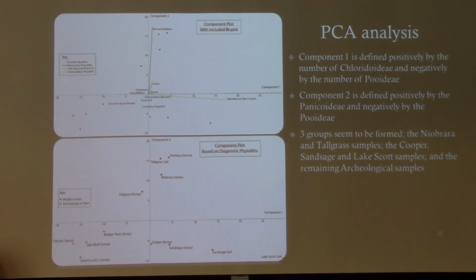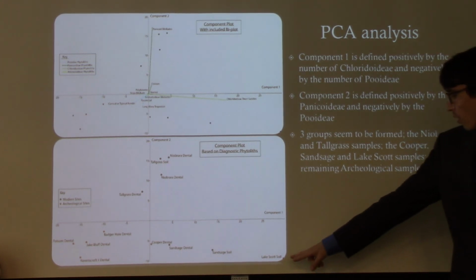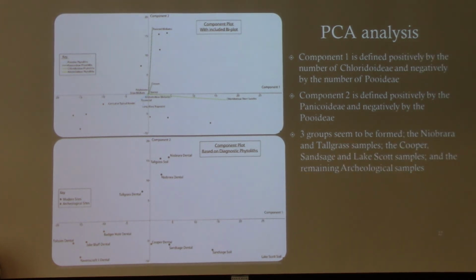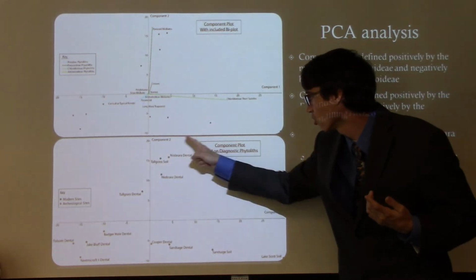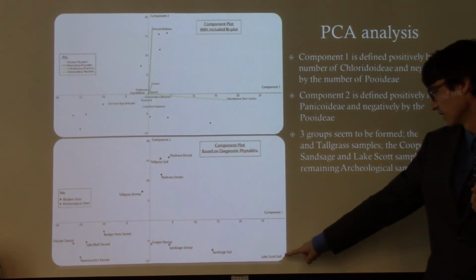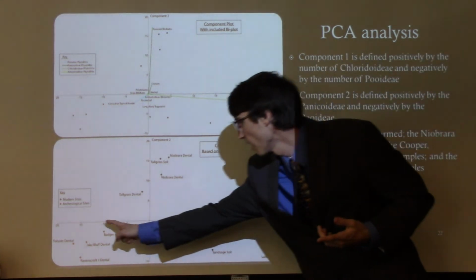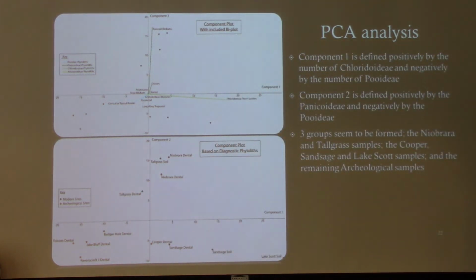So again, what we can see here on how our individual sites score on our PCA is that these same three groups seem to be formed. We have the Niobrara and Tallgrass samples, we have the Lake Scott, Sand-Sage, and Cooper samples, and then the rest of our archaeological samples over here.